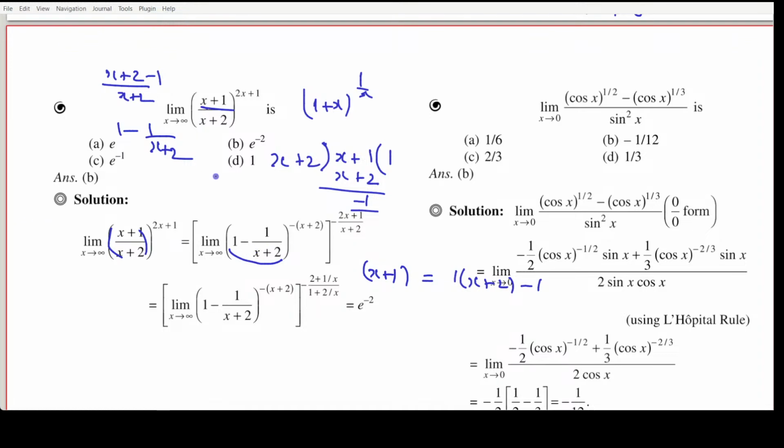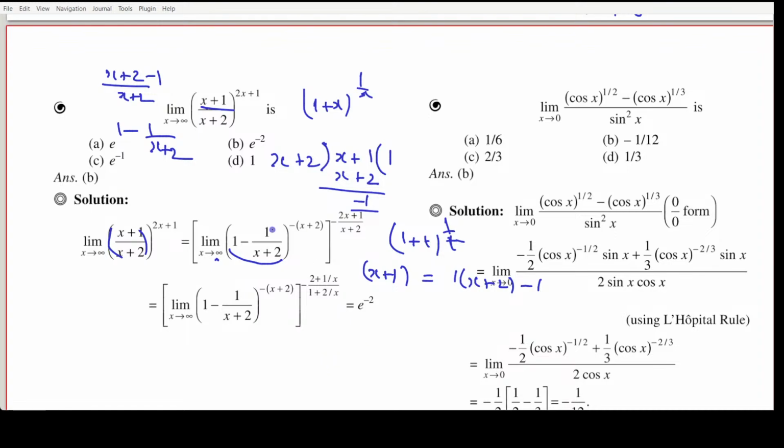So now what we are trying to do is, earlier we have done 1 plus t whole power 1 by t. We have done this kind of format, right? This time we are trying to do the same thing. When x tends to infinity, 1 by x plus 2 will tend to 0, right?